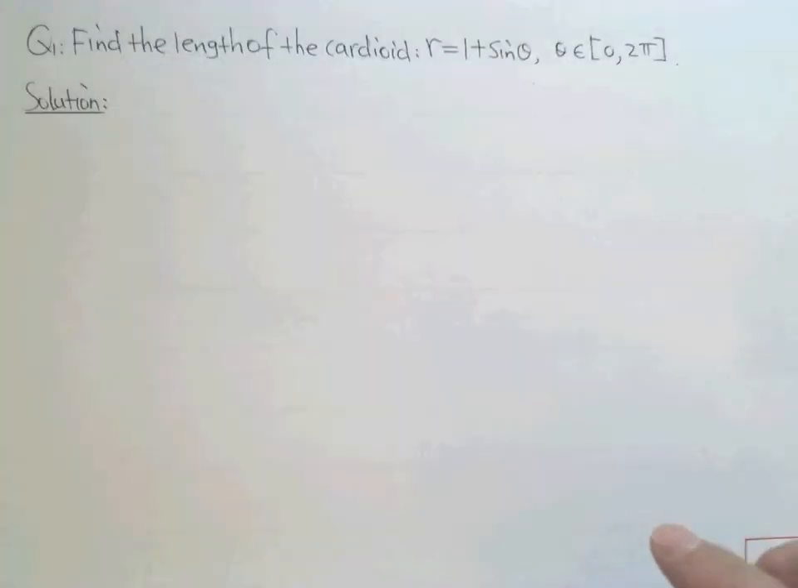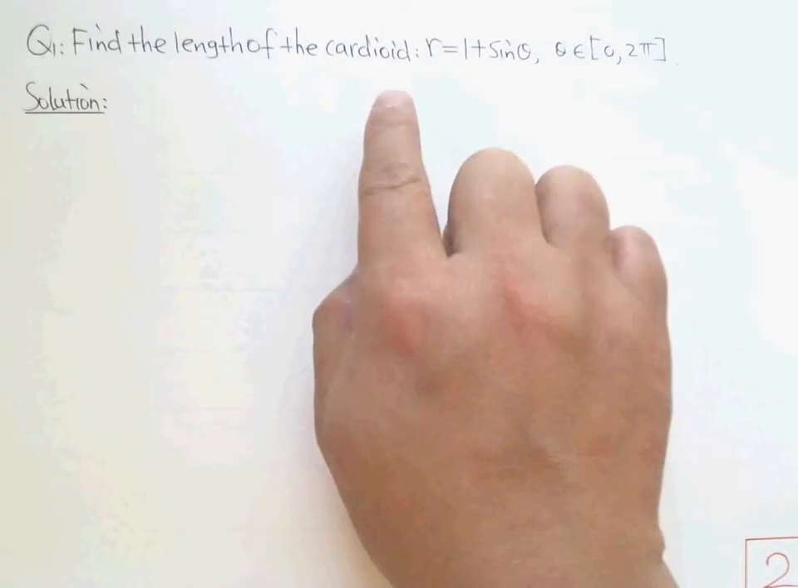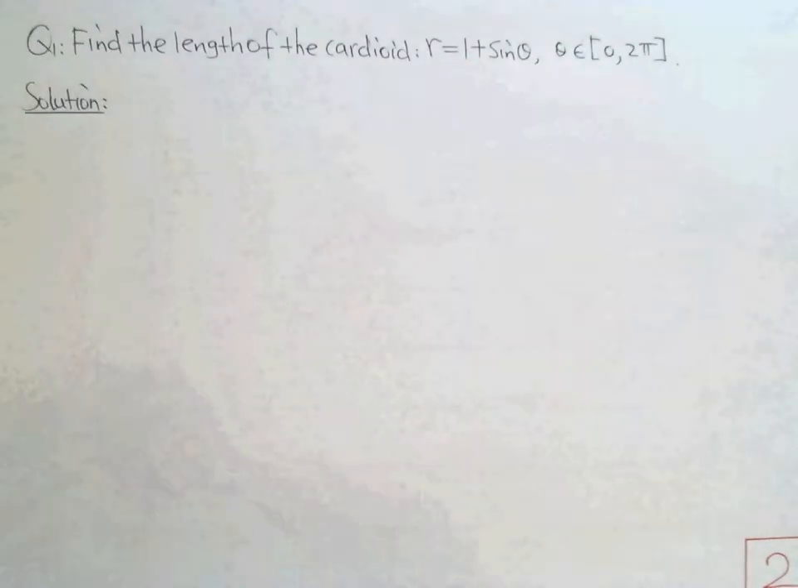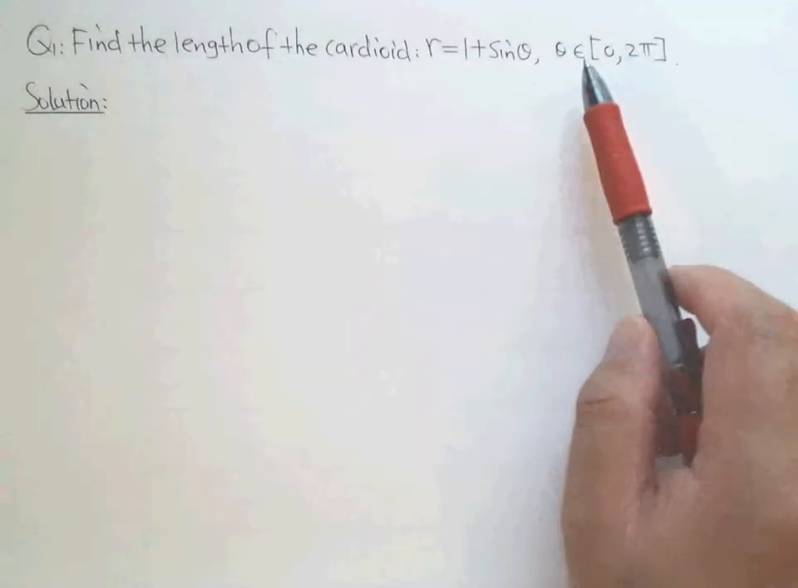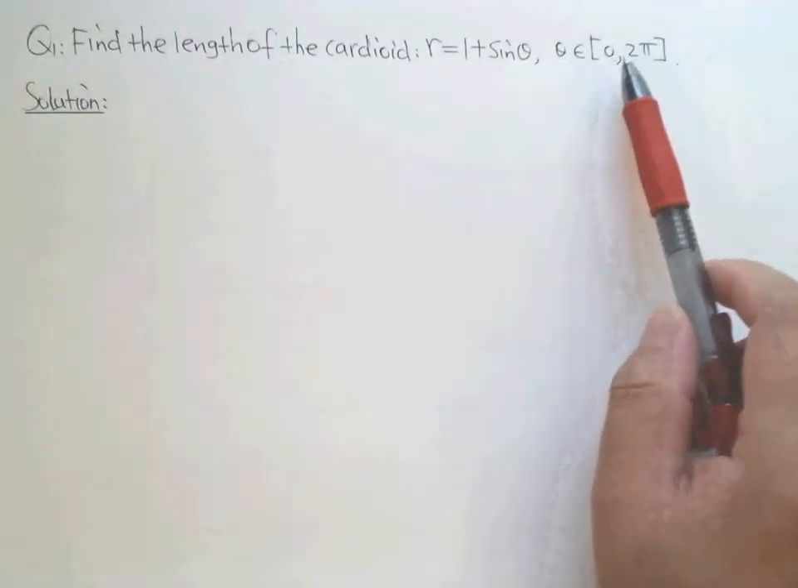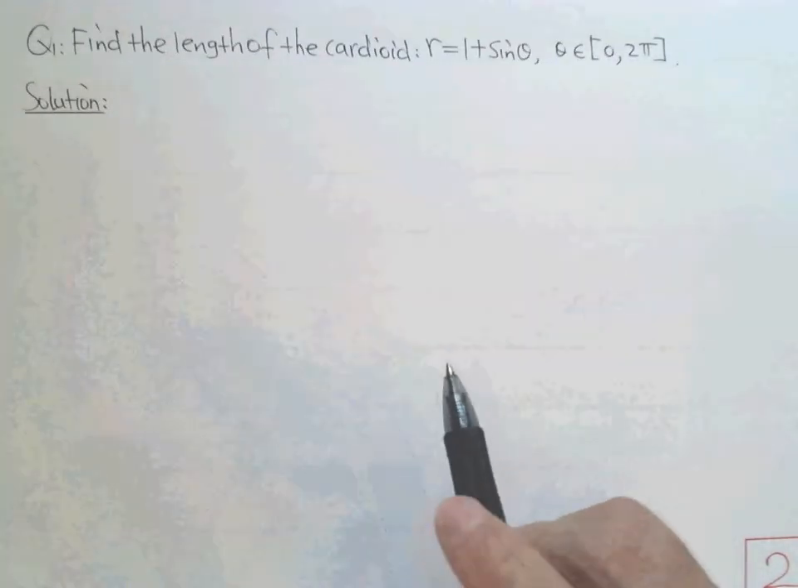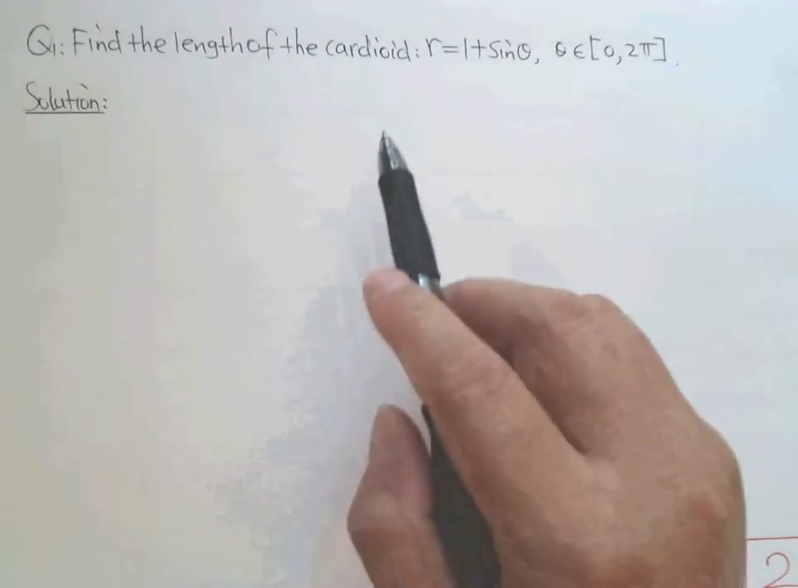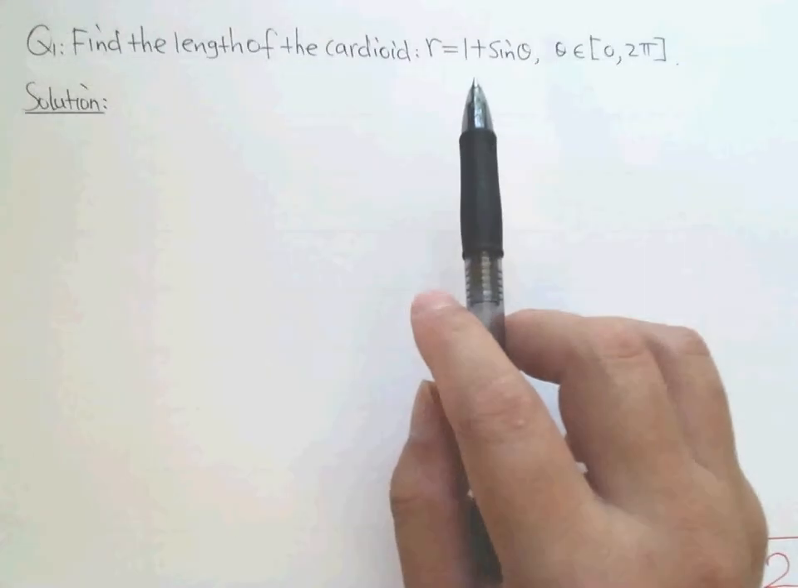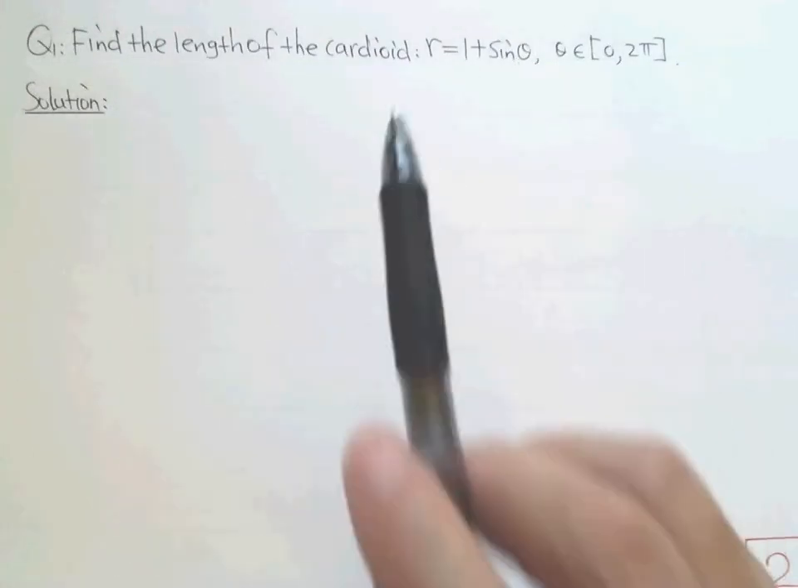Here, the first question. We need to find the length of the cardioid. So remember, this is the cardioid, right? Okay, the angle theta is between 0 and 2 pi. All we need to do is what? Use the formula. Okay, now I am going to do a few steps, a little bit longer calculation for this integration. Please pay attention. Be patient with me.